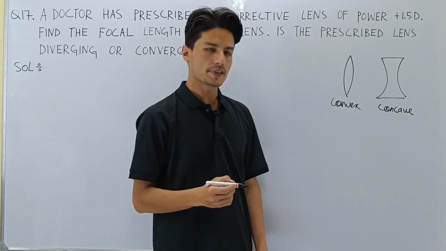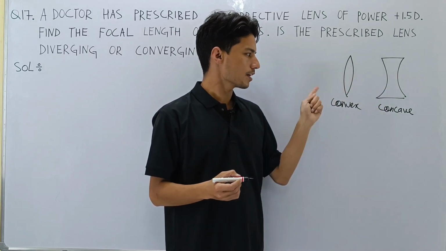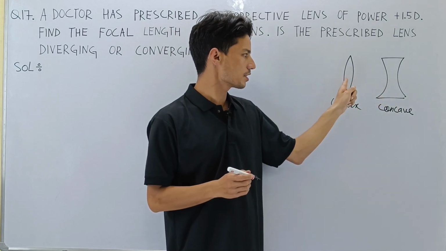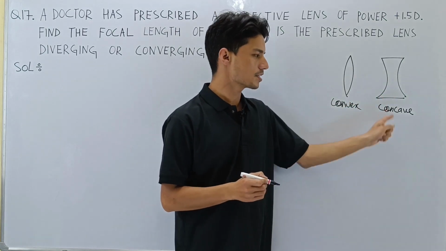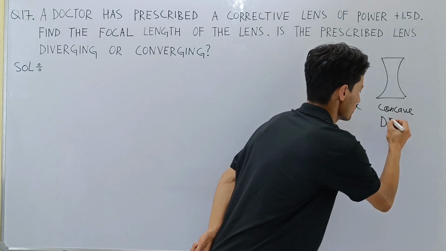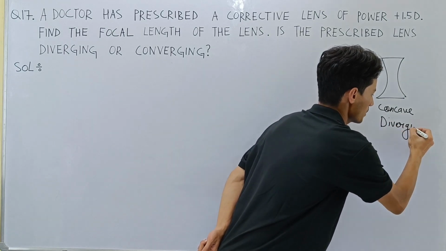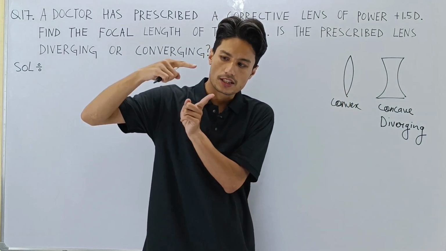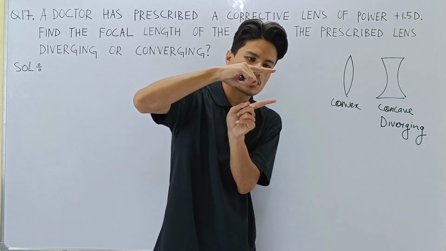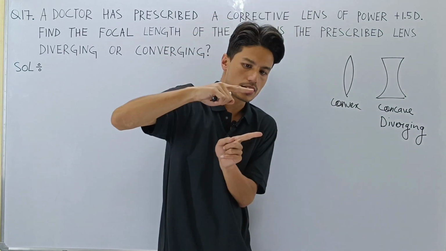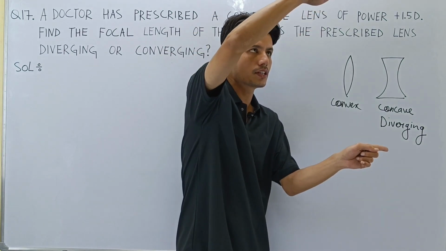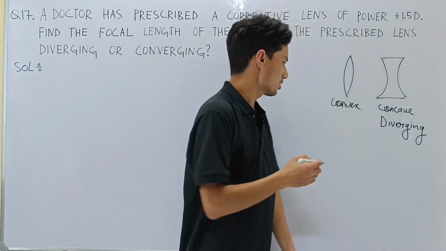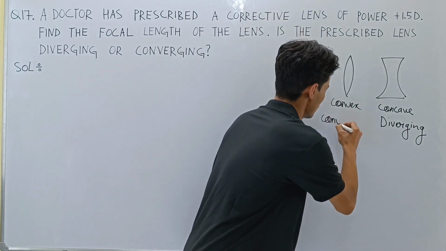Now you tell me which type of lens is diverging. Is it concave which is diverging, or is it convex which is diverging? Yes, it's concave. Concave lenses are also known as diverging lenses. Why? Because in a concave lens, the light after undergoing refraction goes further, splitting away from each other, so they are known as diverging. That makes convex lens converging.